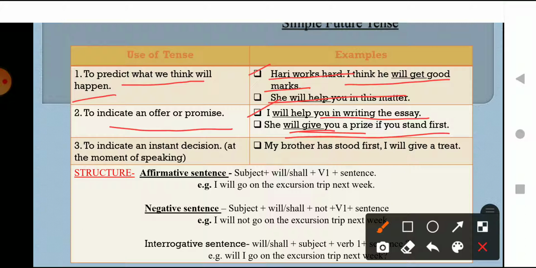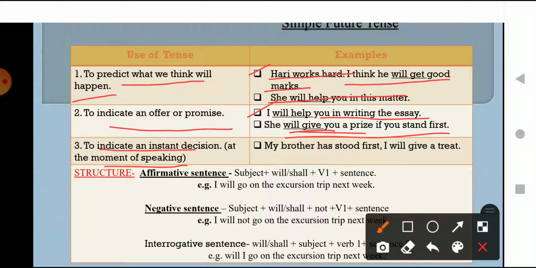Third point here is that you can use simple future tense to indicate an instant decision at the moment of speaking. Okay, so what type of instant decisions? At the moment of speaking, if we take some instant decision, then to show that particular decision, simple future tense is used. Okay, let's take an example.